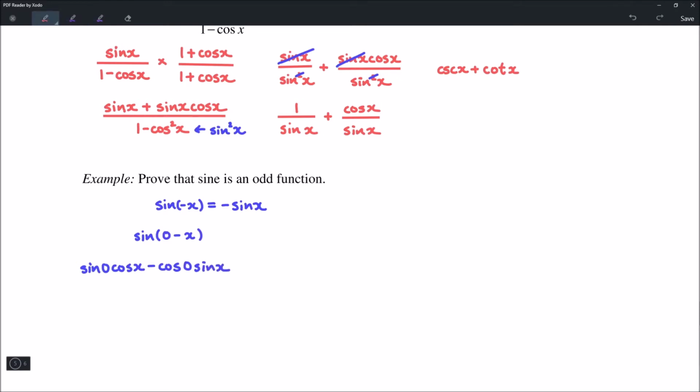As we know, sine 0 is equal to 0, and cosine 0 is equal to 1. Then the left-hand side becomes just 0 minus sine x, which of course is just negative sine x, and that's the same as the right-hand side, so we now know that sine is an odd function.